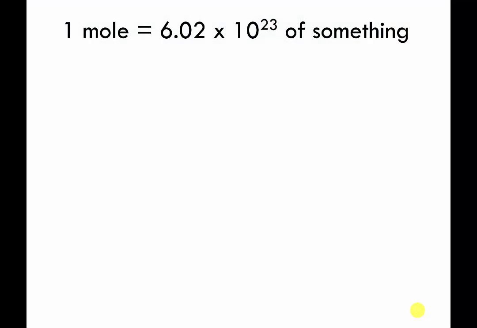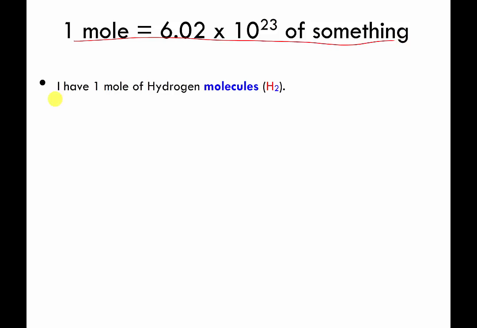Okay, here's a little bit more of a drill. Again, a refresher. One mole is 6.02 times 10 to the 23 things. I have a mole of hydrogen molecules. If you notice on the previous video, everything I talked about was hydrogen atoms. This time, one molecule is H2, which means two hydrogen atoms stuck to each other. This egg thing that I'm circling is one H2 molecule.